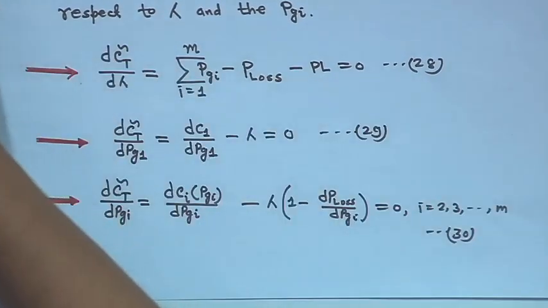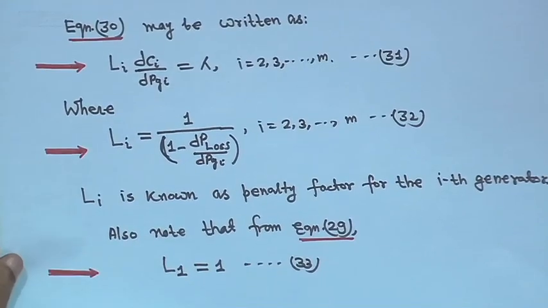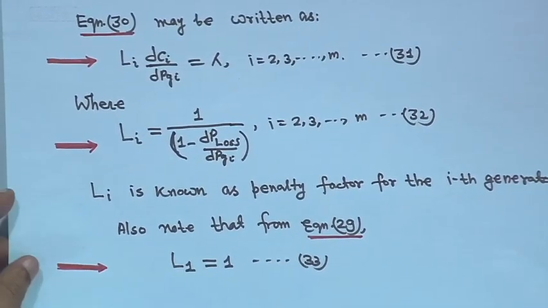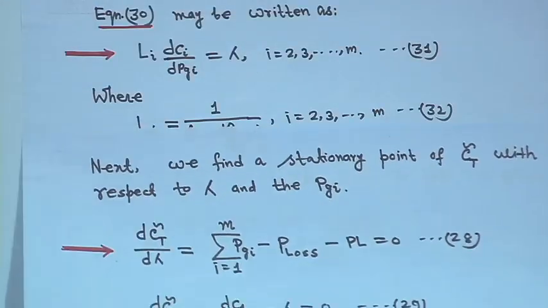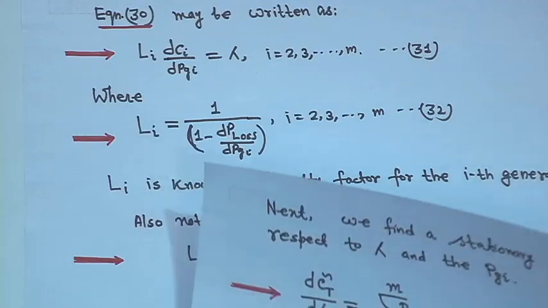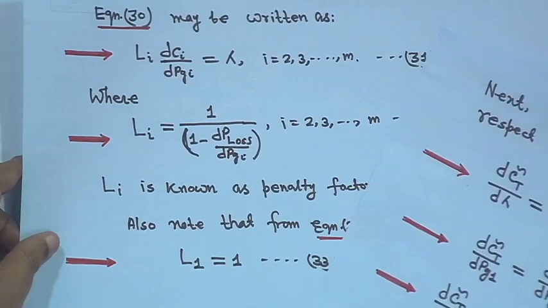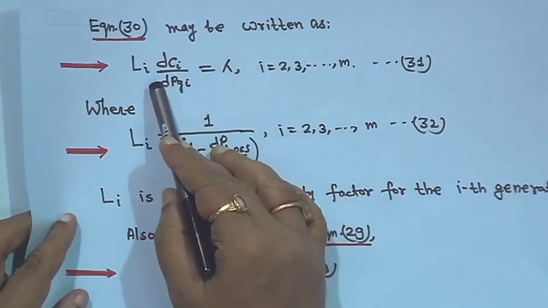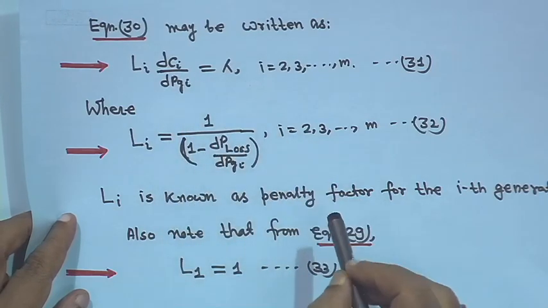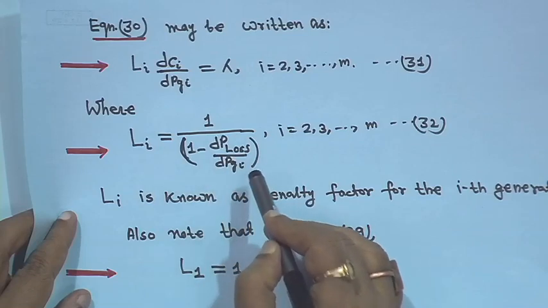Next, equation 30 may be written in this form. Equation 30 may be written as Li dCi dPgi is equal to lambda. What we are doing actually is that we define Li into dCi dPgi is equal to lambda, where Li is equal to 1 upon 1 minus dP loss upon dPgi.